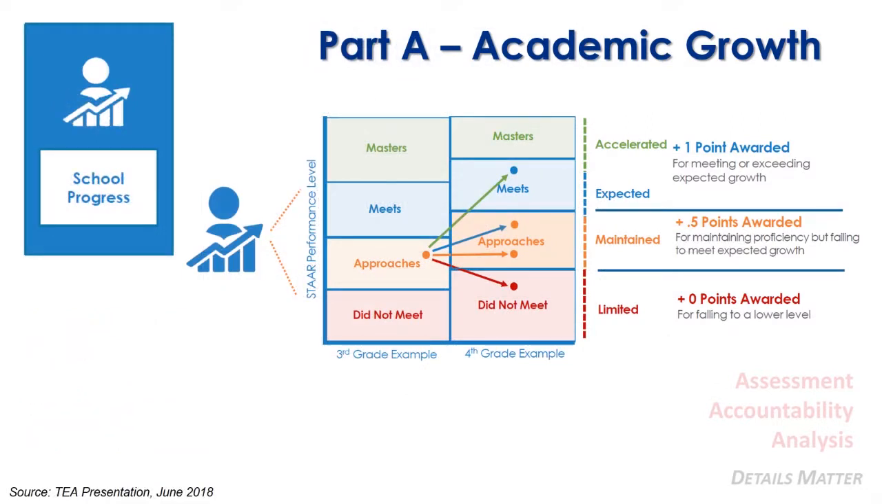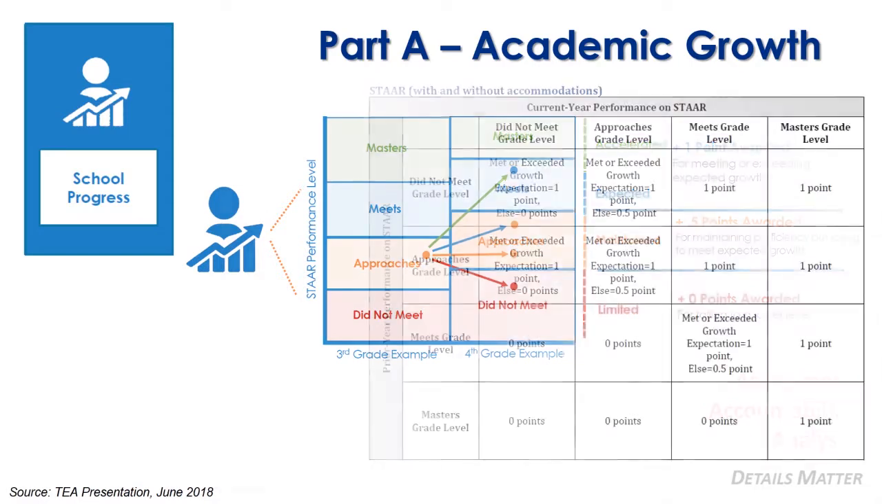The next domain is school progress, which includes 2 components: Part A, academic growth, and Part B, relative performance. Academic growth might be the most complex part of the new accountability system. It's based off of 2 quantities derived from consecutive STAAR scores. One is the student's performance level compared to the previous year. The other is the student's STAAR progress measure, which is calculated using a completely different algorithm. That's a can of worms we won't open here.